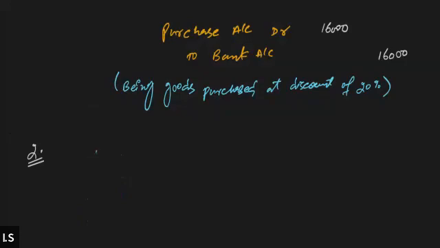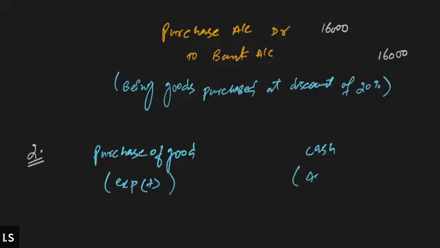Firstly, since we are buying goods, purchases are increasing. Purchase of goods is an expense, right? Everyone, purchase of goods is an expense. So our expenses are increasing. And we are paying for it by cash, so our cash will reduce. Cash is an asset. So our asset is reducing.